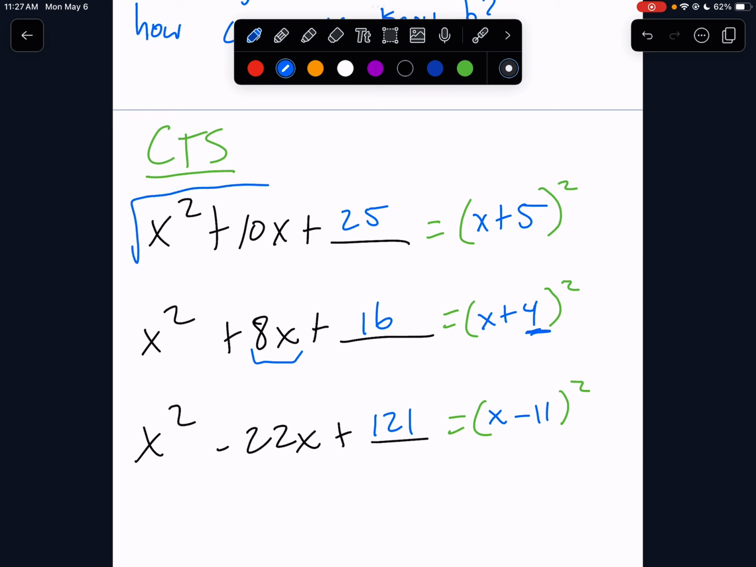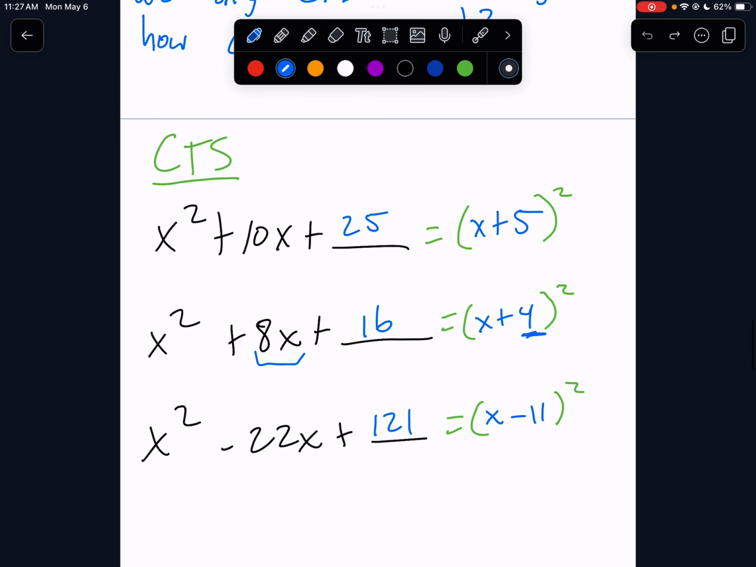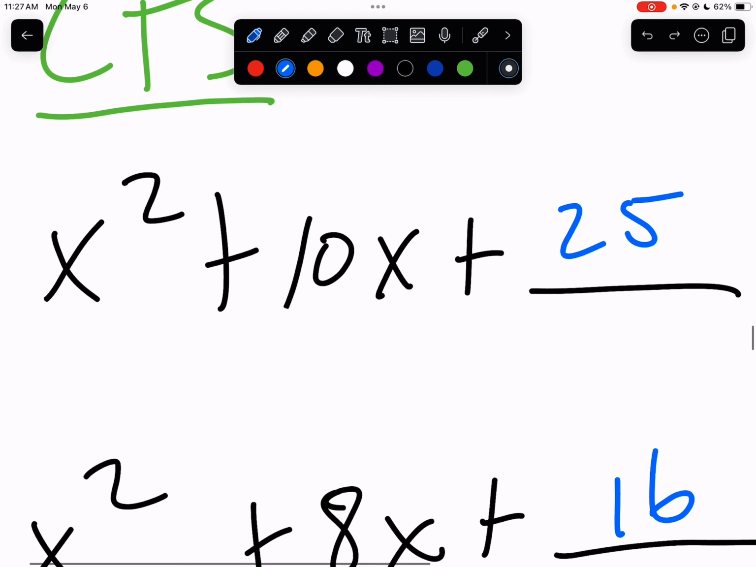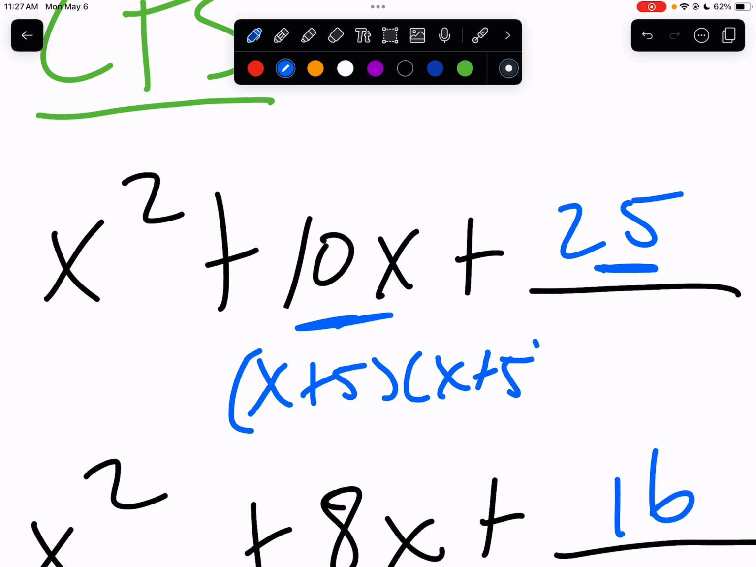Would you understand what the square root of this is? Might be kind of hard to see. But if I gave you this equation, as you see it right here, and I said factor it, wouldn't you be like, okay, what factors of 25 add up to 10? And that would be 5 and 5, right? That's what it would look like.